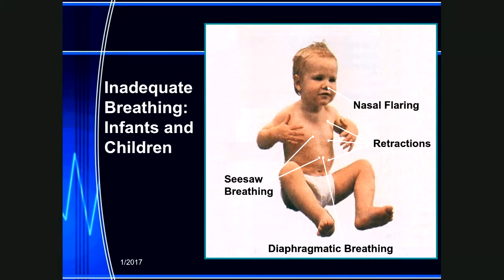Retractions. They're working hard to breathe. The retractions are from the intercostal muscle use, but you've got to remember the infants and children, their intercostal muscles are not as well developed as the adult. Seesaw breathing. This is where it gives the appearance that the belly goes up, then the belly goes down, and the chest goes up. Well, it is doing that, but they're working so hard to breathe that this seesaw breathing is created because of the retractions with the intercostal muscles that are not fully developed.